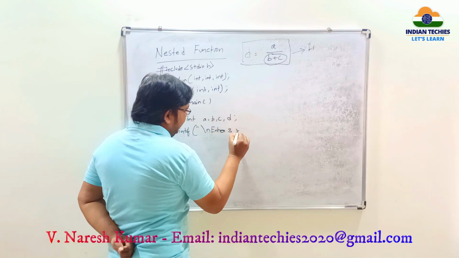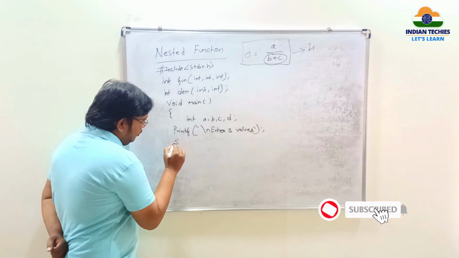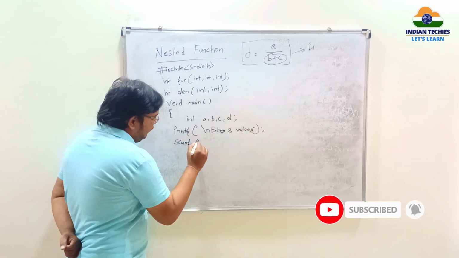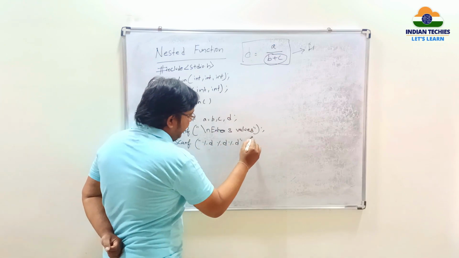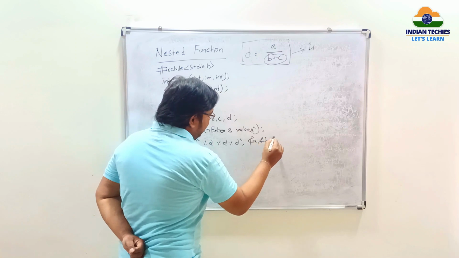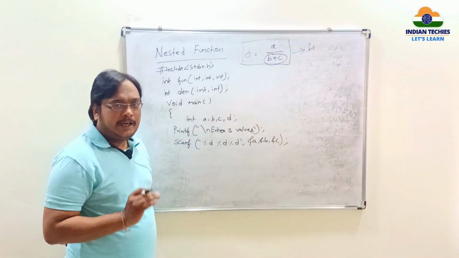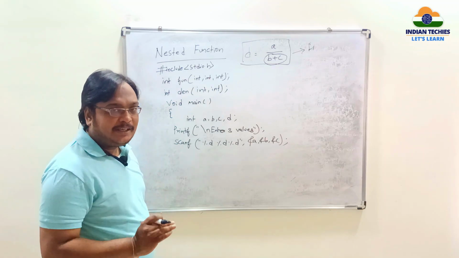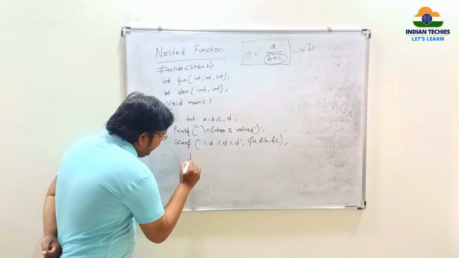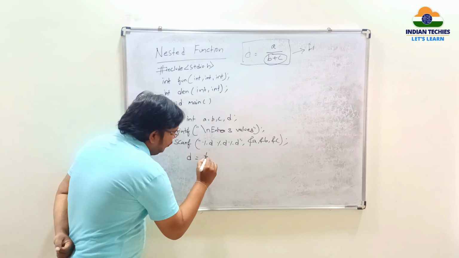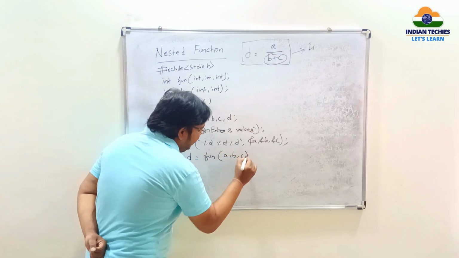Enter 3 values. Now scanf "%d %d %d", &a, &b, &c. Now I have taken 3 values as input. After taking these 3 values as input, now I have to execute this function by sending them. That is, d is equal to fun of a value, b value and c value.